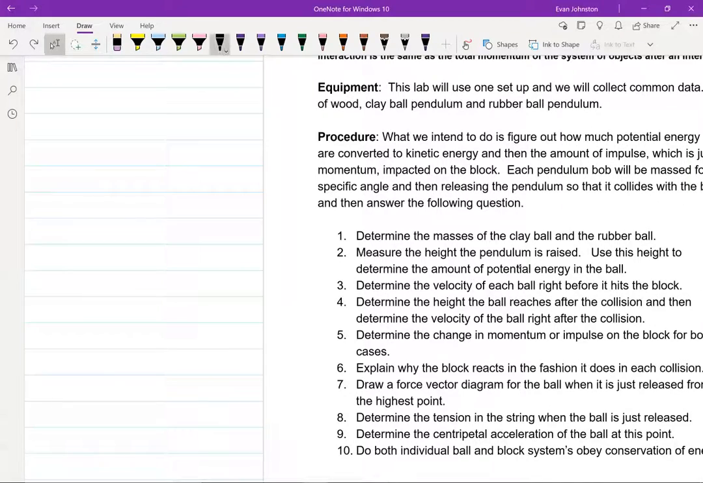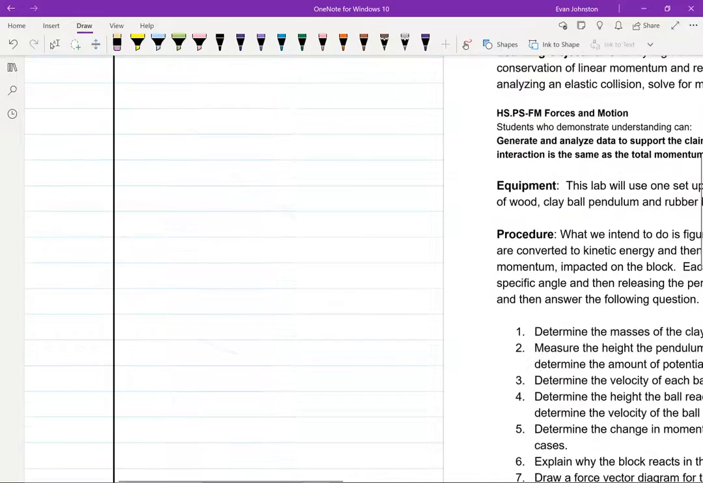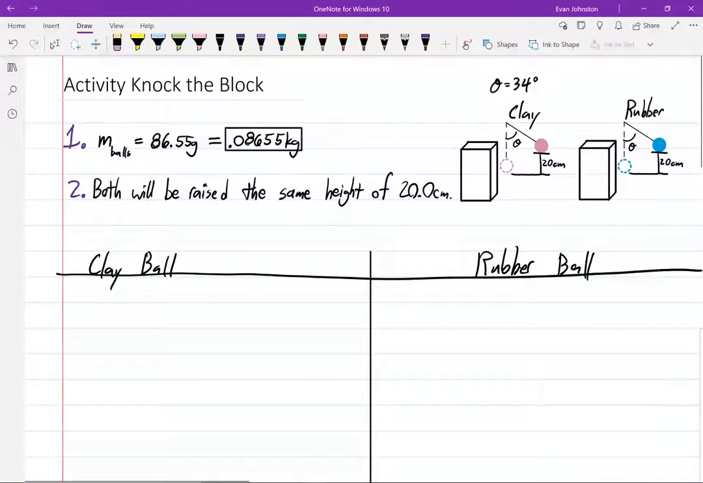Part 2 is saying, what is the height the pendulum is raised? And then it says, use this height to find the potential energy in the ball. So we know the height. I've given that, it's 20 centimeters, and we want to find the potential energy of the ball. This is the same for both, just spoiling that. And so what we see is that our potential energy is just mg delta y.